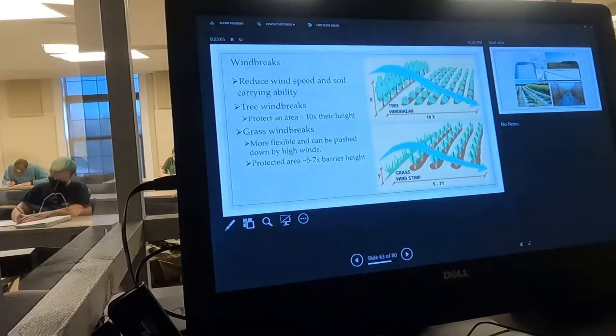Two kinds, tree windbreaks and grass. Tree windbreaks will provide some sort of protection for about 10 times the height of the trees. And grass windbreaks, about half of that. Mainly because they are more flexible, and they won't be able to deflect that wind as much as a tree would.